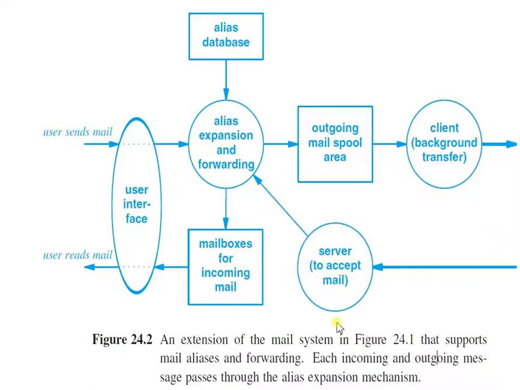Whenever we receive a mail at the server, it again checks with the alias expansion to check the alias name, and it forwards the email to the respective mailboxes. The user can log into their mailboxes and read the emails.